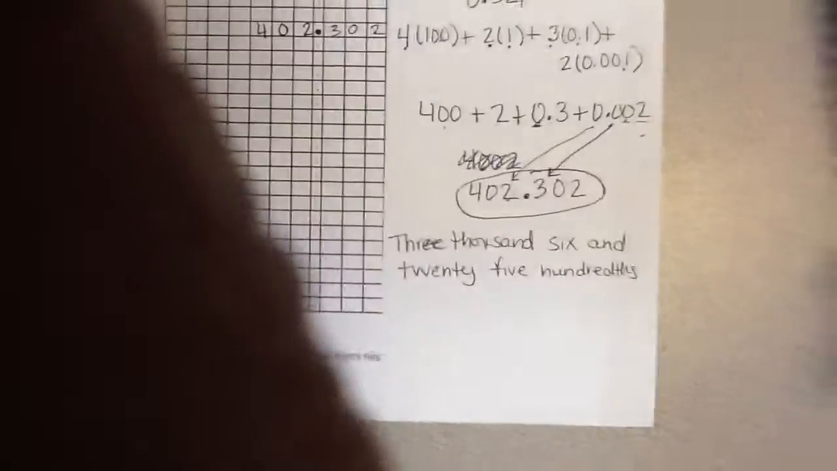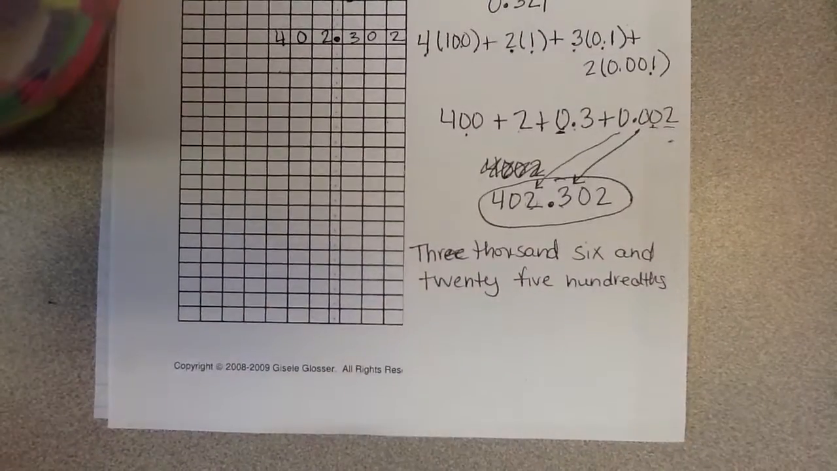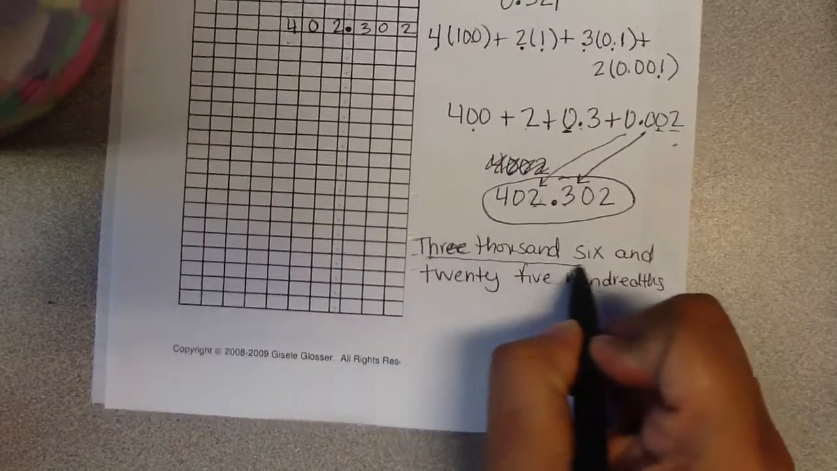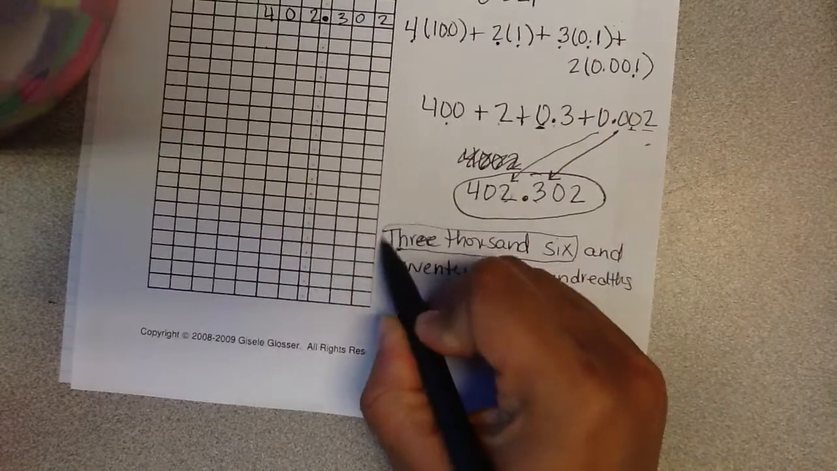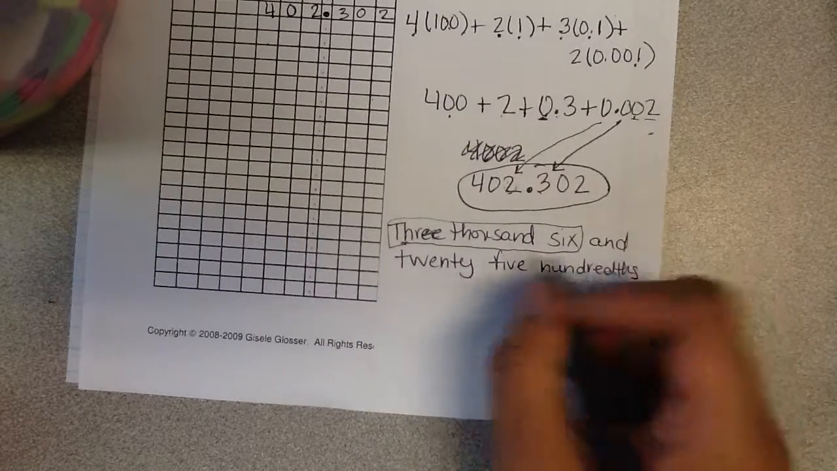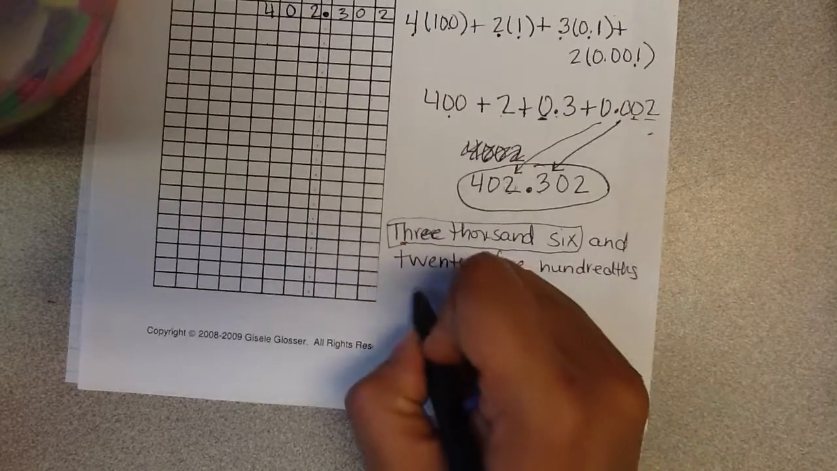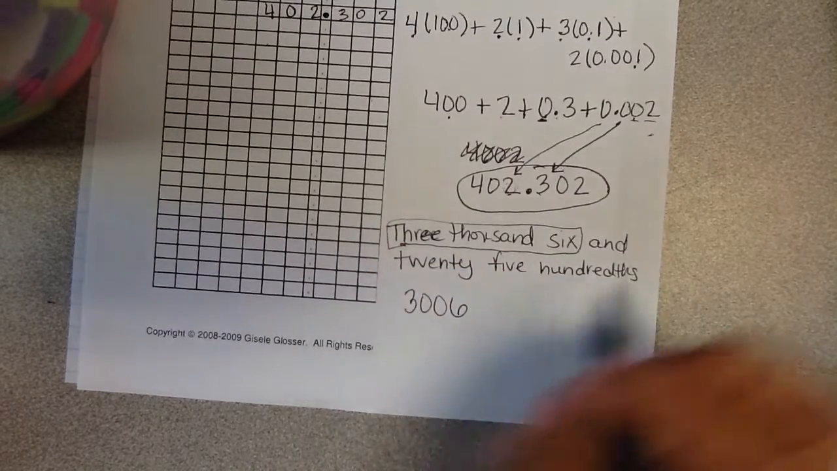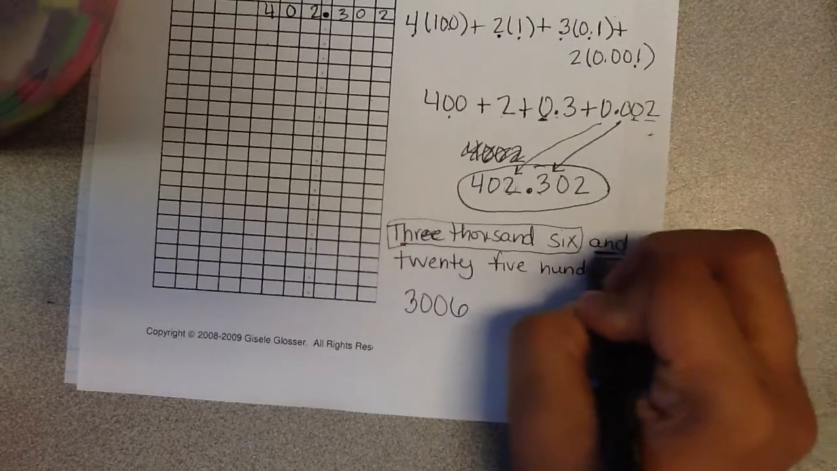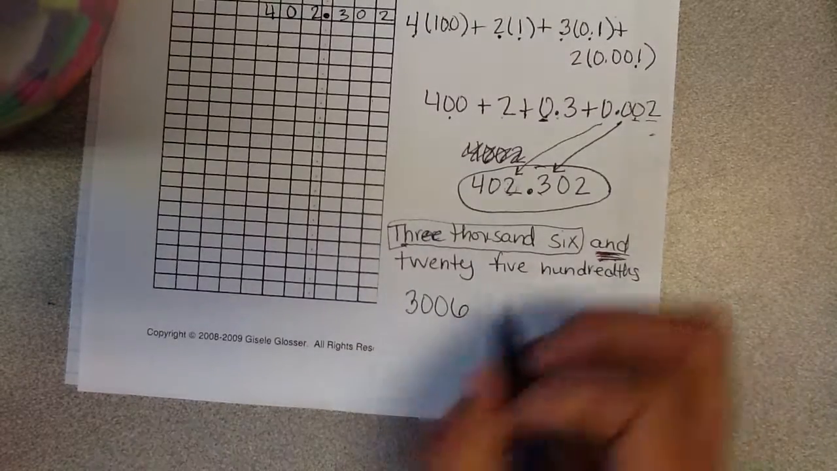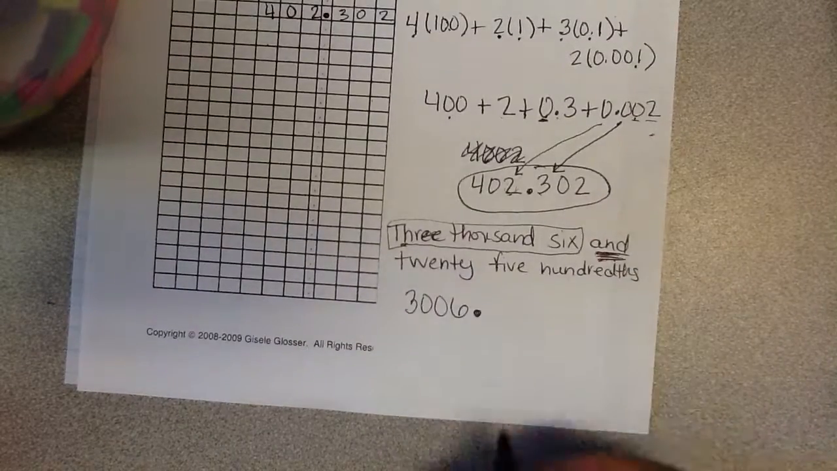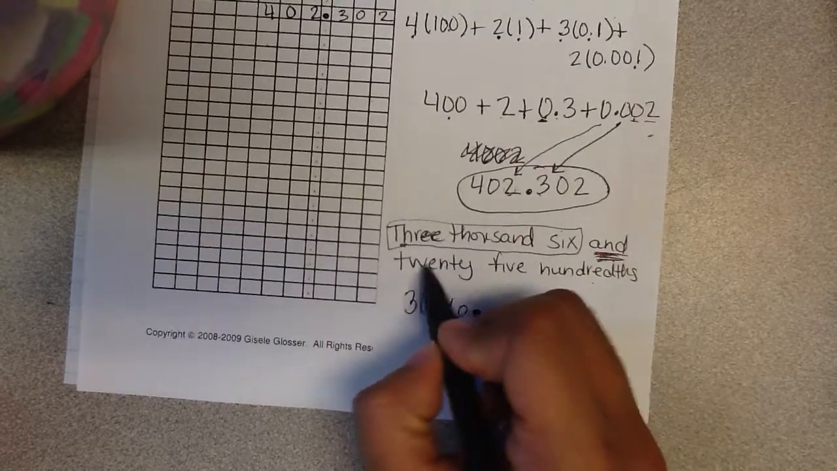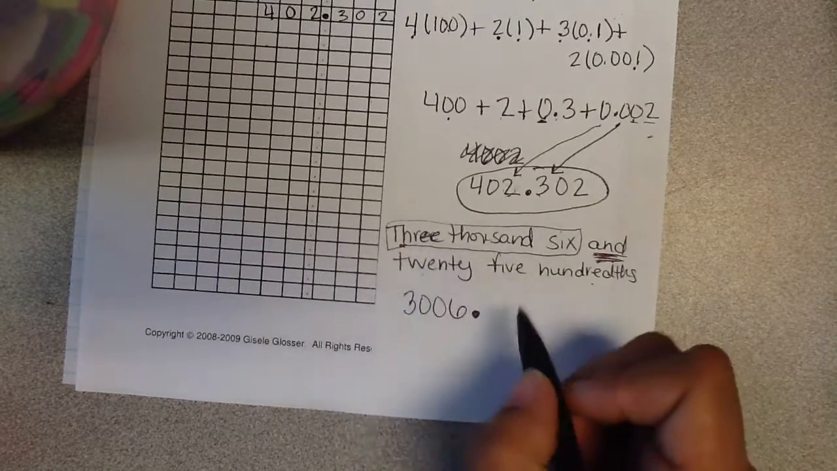If I try to write that in regular standard form, here's the first thing I do. Box out my normal numbers that I see. 3006. I know how to write 3006. And when I see that word and, it means decimal. So I'm going to put a decimal right here. Then I have 25 hundredths. Now that hundredths throws me off, but I know what 25 looks like.